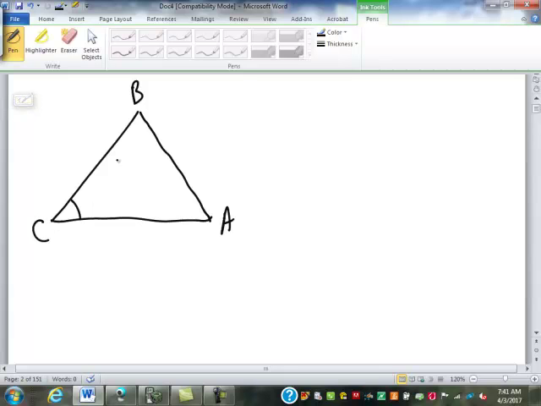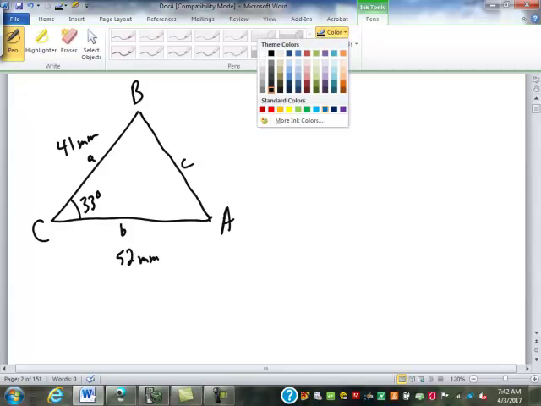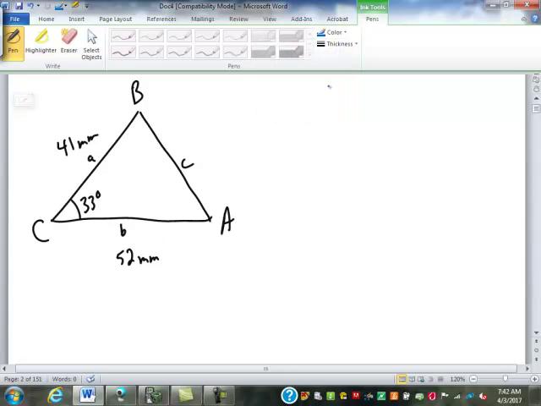So here I'm going to give you a triangle. I'm going to tell you that angle C here is 33 degrees. I'm going to give you that side A is 41 millimeters, and side B over here is 52 millimeters. And I want to find my missing pieces.